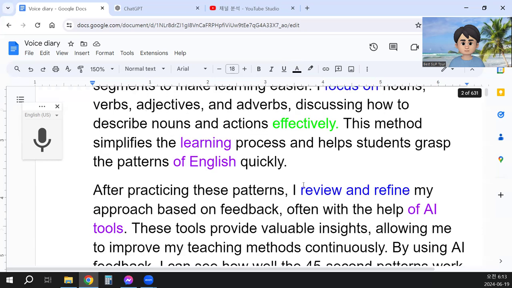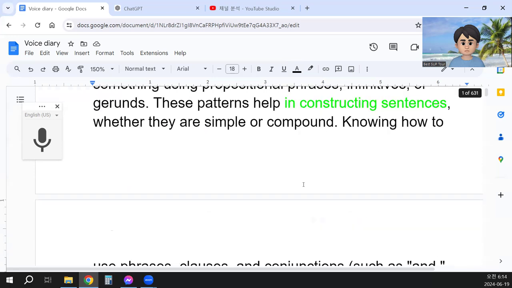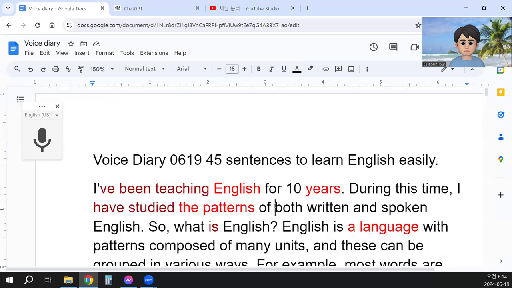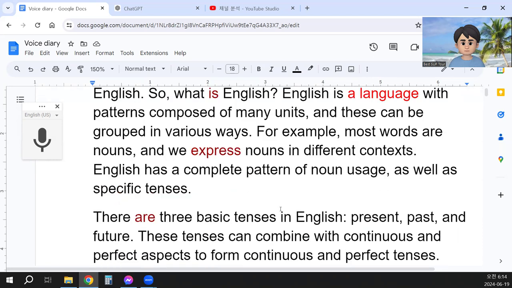Okay, then I just say about the 45 sentences, and I read this. I've been teaching English for 10 years. During this time, I've studied the pattern of both written and spoken English. So what is English? English is a language with a pattern composed of many units, and these can be grouped in various ways. For example, most words are nouns and we express nouns in different contexts. English has a complete pattern of noun usage as well as specific tenses.